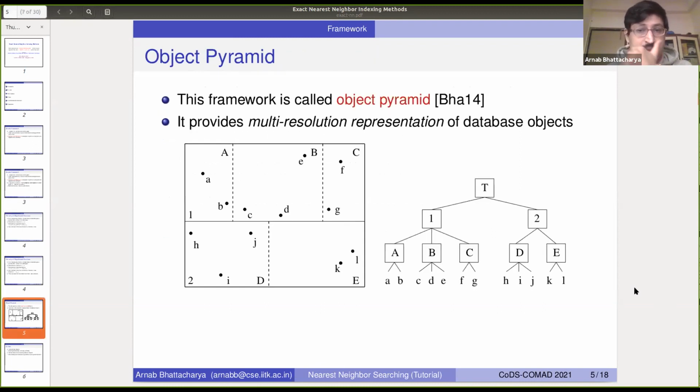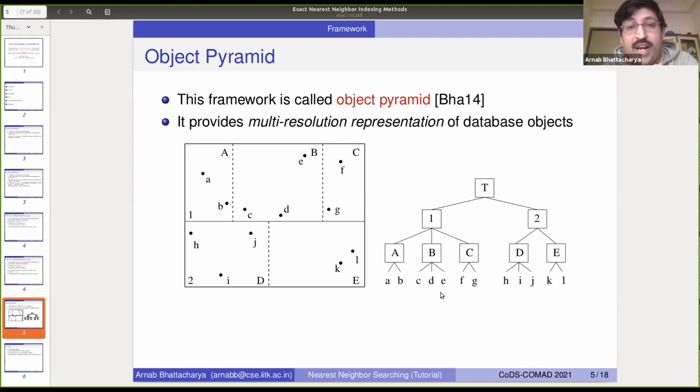Okay, all right. So here is a concrete example. Of course, it's a toy example. This entire structure is called an object pyramid, as you can see, because there are more things at the bottom, and finally you reach the pinnacle, which is the entire thing. So T is the entire object set here. T is divided into, let's say, two boxes, 1 and 2. The top part is 1 and the bottom part is 2. 1 is in turn divided into capital A, B, and C, which contain these small points A, B, C, D, all these things.